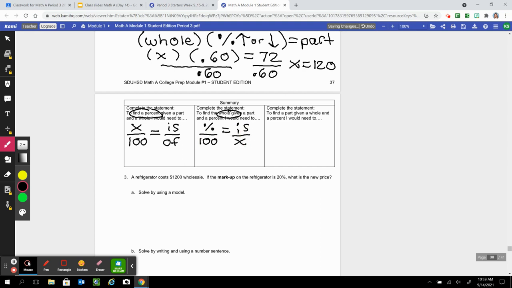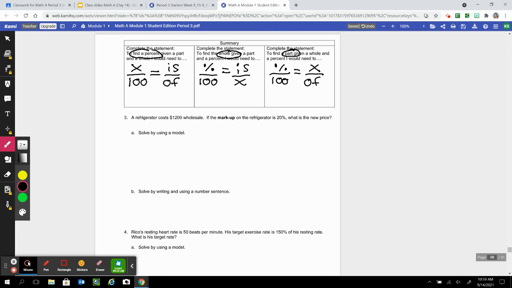Given this statement, to find a part given a whole and a percent, I would need to use my formula, percent over 100 equals x over of. So x is the unknown for each one of these percent proportions. So let's keep using this percent proportion.